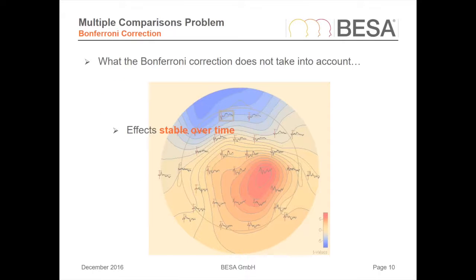And this is that Bonferroni treats all samples as independent, which is actually not the case in EEG and MEG. We have temporal and we have spatial dependence. So effects are stable over time and also across sensors. In other words, the same effect shows up in several time points in several channels, which means that the statistical tests in all these samples and channels are not independent tests.